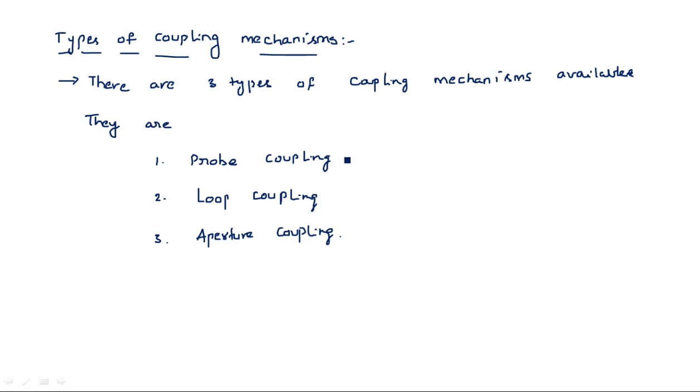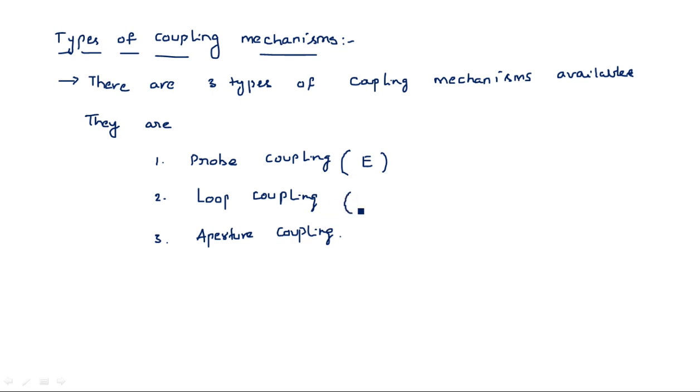By seeing the names, we can just imagine what could be the power that we can couple from one waveguide to another waveguide. The coupling mechanism is used to transfer the energy from one waveguide to another waveguide. Which energy? Electromagnetic energy, which consists of both electrical energy and magnetic energy. That means we can transfer the entire energy, or only electrical energy, or only magnetic energy. Probe coupling is a mechanism used to transfer or couple the electric energy from one waveguide to another waveguide. In probe coupling only an electric field can be coupled. That is, E-coupling is possible in probe coupling.